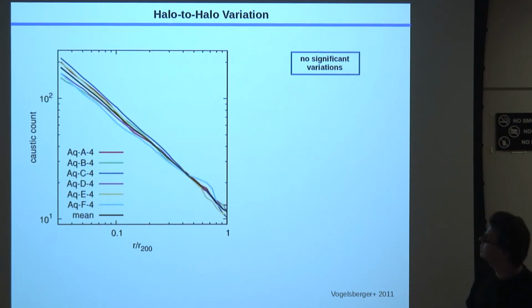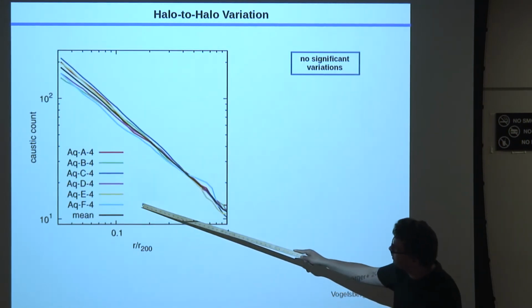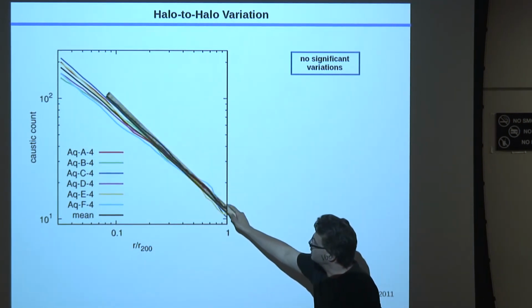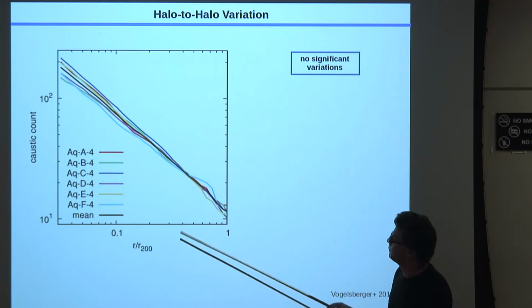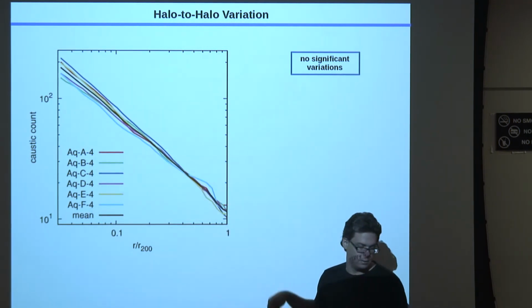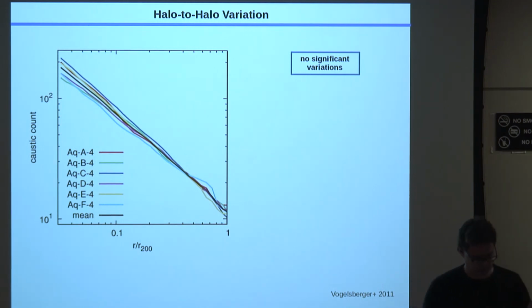Okay, and this is just a last plot, I think, showing you the variation from halo to halo. So this is showing now the caustic count for different halos, how it varies. So these are just different Milky Way-like halos, and you can see it doesn't vary too much. So there's not too much object-to-object variation, which means that all the results that I mentioned before should be rather stable, despite the fact that they were based on just a single halo.